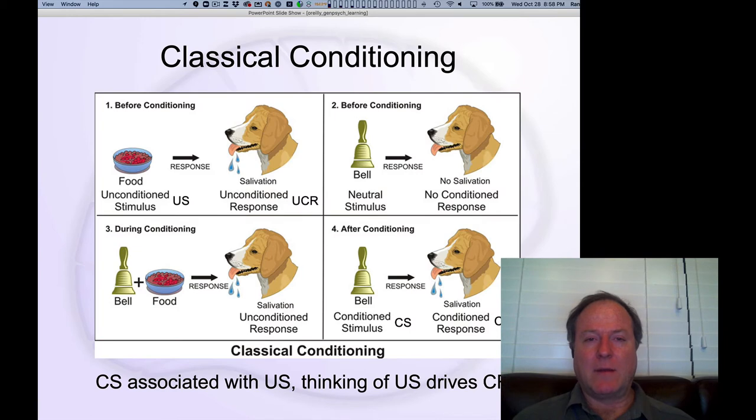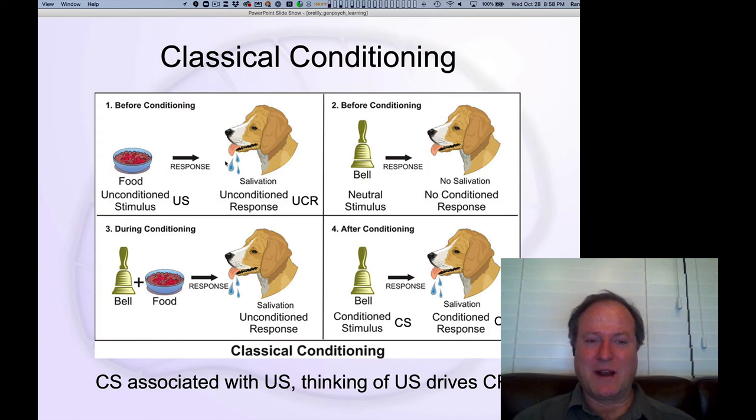Okay, so now we're going to talk about classical conditioning. This is learning that depends on brain systems involving dopamine, and we'll talk about what those look like in a second. It includes the basal ganglia, but other brainstem nuclei as well. And these are really classic phenomena. Classical conditioning doesn't get any more classical than that.